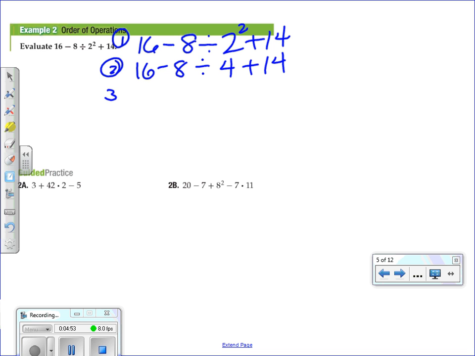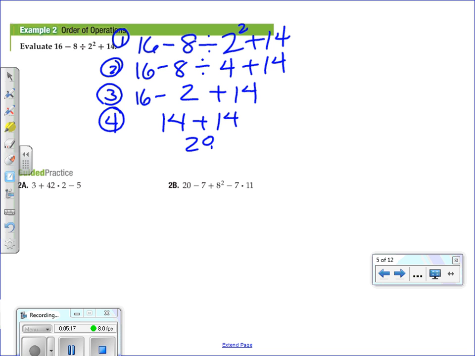For step 3, do I have any more exponents? No. Do I have multiply and divide? Yes, I have a divide, so I'm going to do that operation next. What's 8 divided by 4? 2, plus 14. And now I only have add and subtract left, and I'll work them from left to right. So 16 minus 2 is 14, plus 14. Our answer is 28. You can circle your answer.